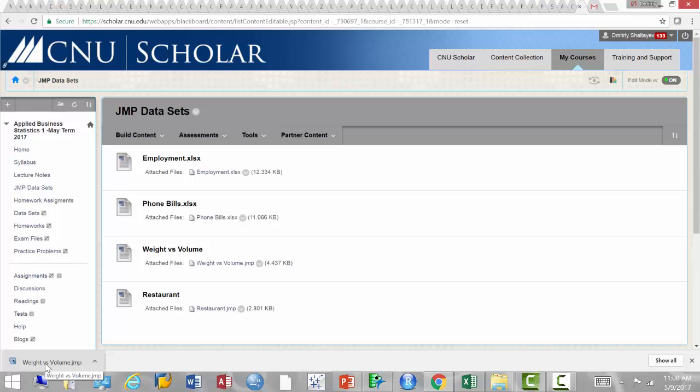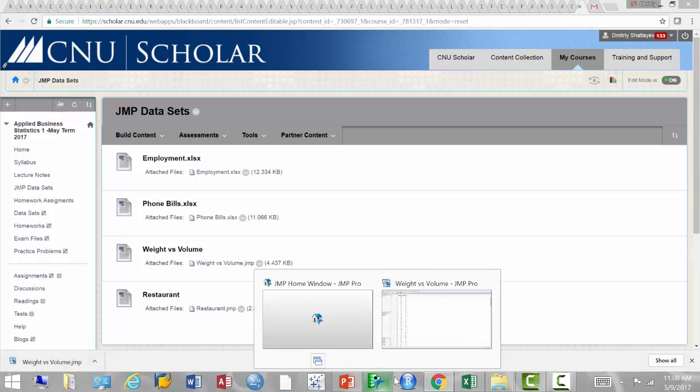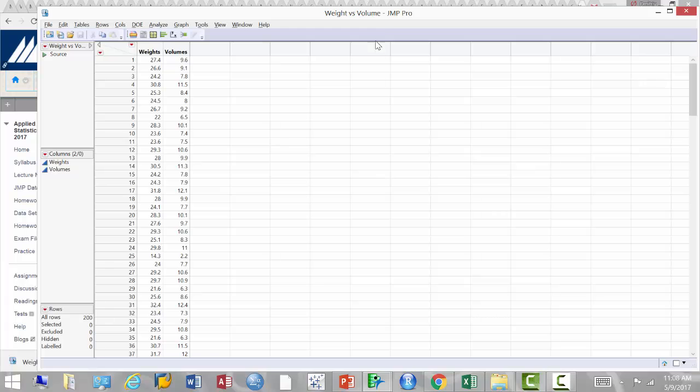In some cases, I will still upload the good old Excel file, and you will have to import that, and maybe wrangle it with data types and set them up and stuff. But for the most part, we're going to deal with just straight JMP files. So here's my JMP file.